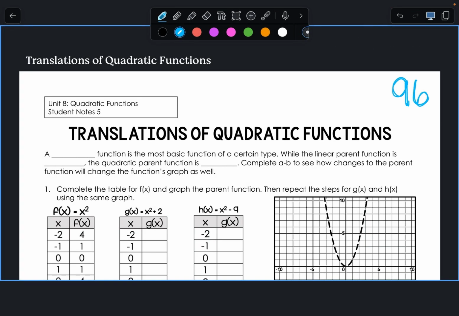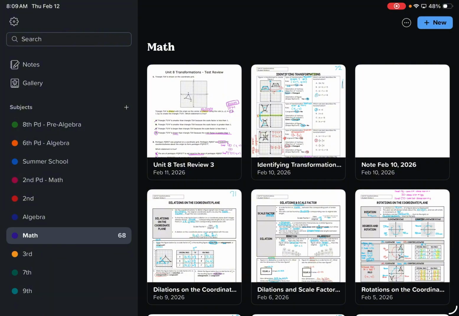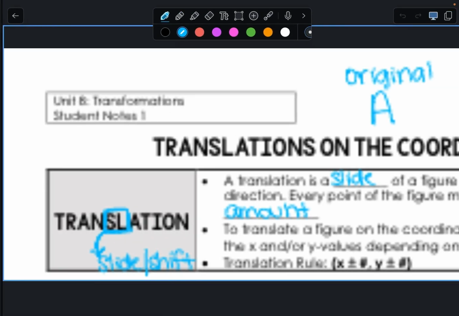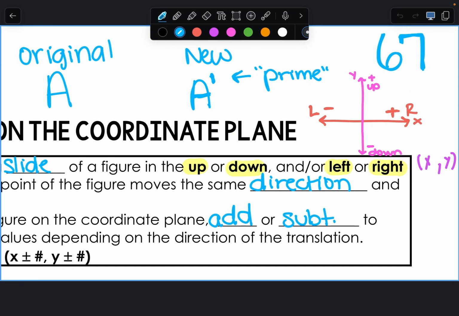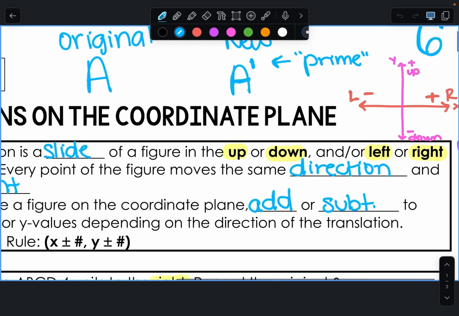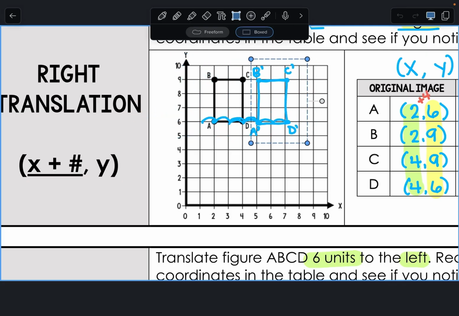Recording. Here we go. So, translations of quadratic functions. I can't remember if you learned this in 7th grade or not, but I know this is something we're going over in 8th grade math right now. Translations is where you move a shape in 4 different directions. You can move it up, down, left, or right. But this time we're working with parabolas, so you're moving your U up, down, left, or right. There are only 4 different directions, okay?